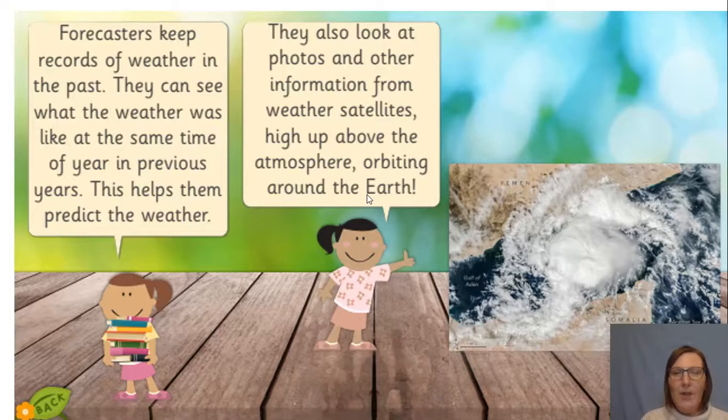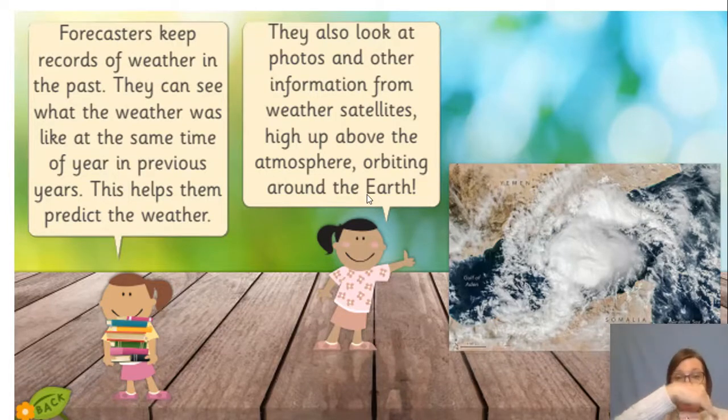They look at the information they've got and they think, it's rained this many times in November over all of these years. I predict it might rain again in November. They also look at photographs and other information from weather satellites. And weather satellites are high up in the sky. We can't see them because they're actually in space. And what they do is they orbit the Earth. That means they go round the Earth.